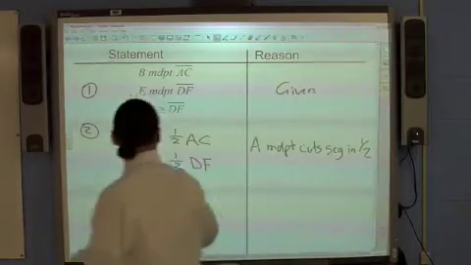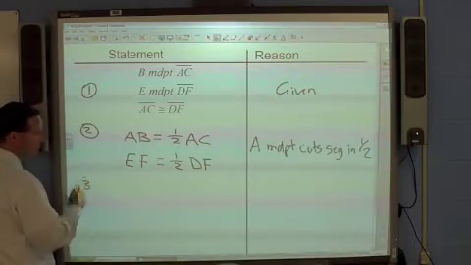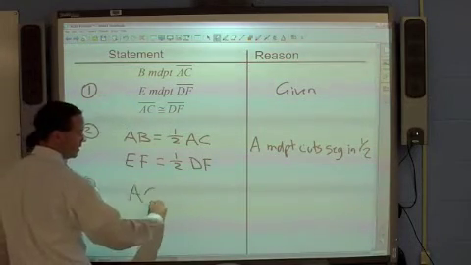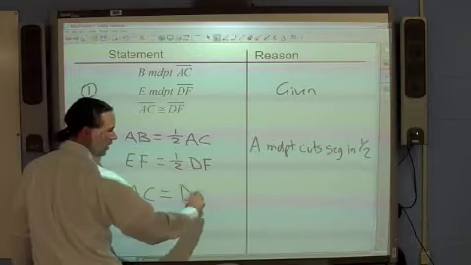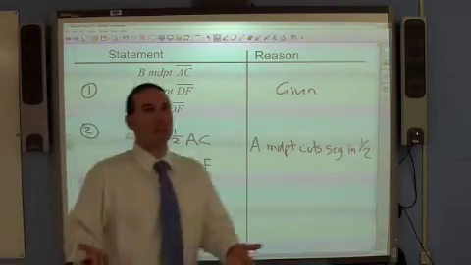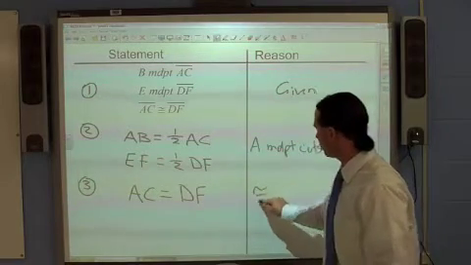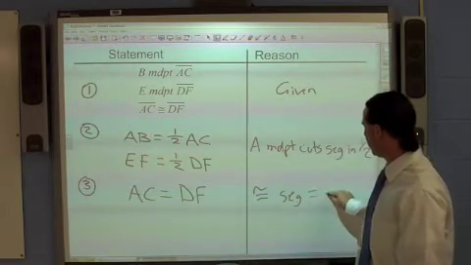Yeah. So that's where we're going to go with this proof now. In step 3, we're going to use this given statement to say that the length of AC has to be equal to the length of DF. That's a simple statement about congruent segments having equal length, right? Congruent segments, equal length.